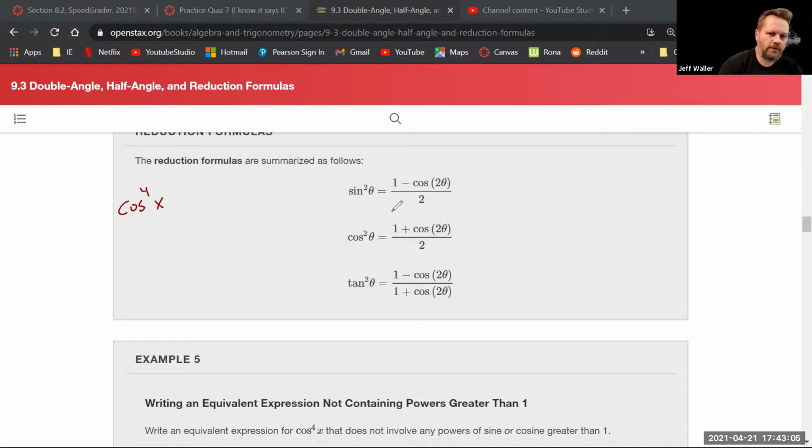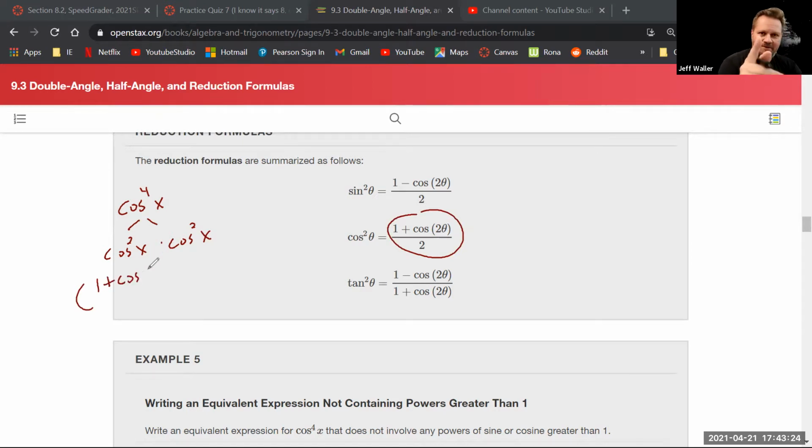How do you mean factor it? Like cosine squared x times... Yes, exactly. And then I know what each of these are, right? I would write this twice. Do you guys understand what's happening? So cosine to the fourth is cosine squared times cosine squared. And I know what cosine squared is, so I can just write that twice.